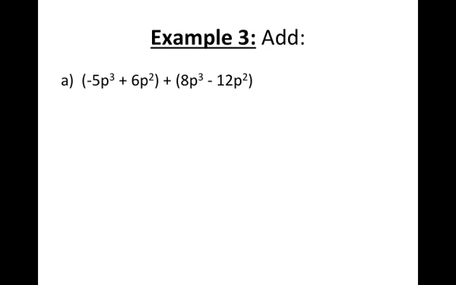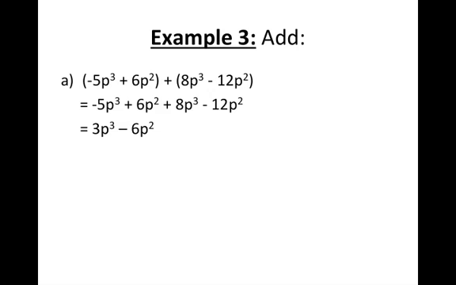All right, let's add some polynomials. When you are adding two polynomials and they're separated by parentheses, it's really easy. You just drop the parentheses and combine like terms. So we've got negative 5p cubed plus 6p squared plus 8p cubed minus 12p squared. So let's combine our terms. Negative 5 plus 8 is 3, so we have 3p cubed. 6p squared minus 12p squared gives me negative 6p squared.